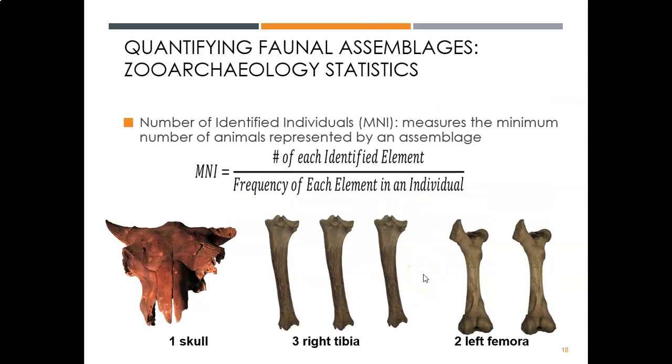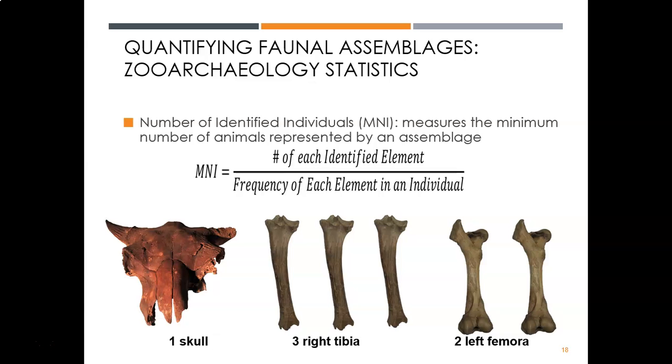The other thing we do is MNI. And so number of identified specimens simply tells us how many bones or elements in our assemblage we were able to identify, right? But that doesn't possibly tell us how many animals are represented for each taxa in the assemblage, right? It only tells us simply what we were able to identify versus what we weren't able to. And so MNI allows us to get at the minimum number of individuals represented by an assemblage.